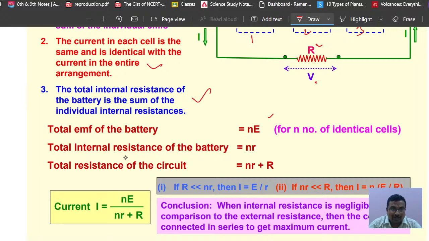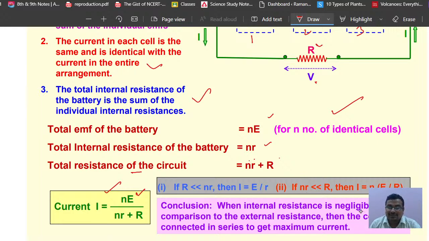Now the total EMF of a battery is nE and the total internal resistance is nr. The total resistance of the circuit is n internal resistance plus R, where n is the number of cells. So now see here, the current is the number of cells times the electromotive force over n small r plus R. That is the formula for current when the cells are connected in series.